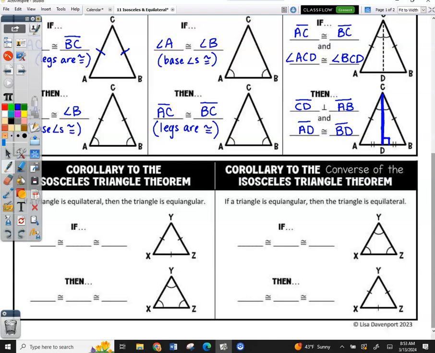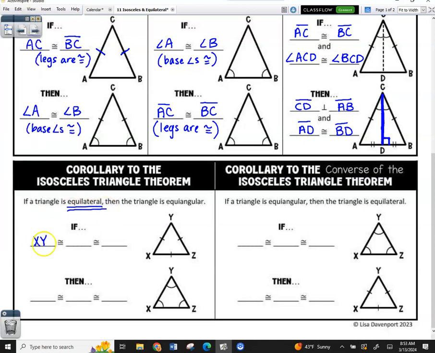Looking at the bottom, let's look at this. Corollary to the isosceles triangle theorem. This is saying, what if it's not isosceles? What if it's actually equilateral? So basically, this is saying if all 3 sides are equal, so XY, YZ, ZX, then what do we know about the angles? Anybody? If all 3 sides are equal, then all 3 angles are equal.